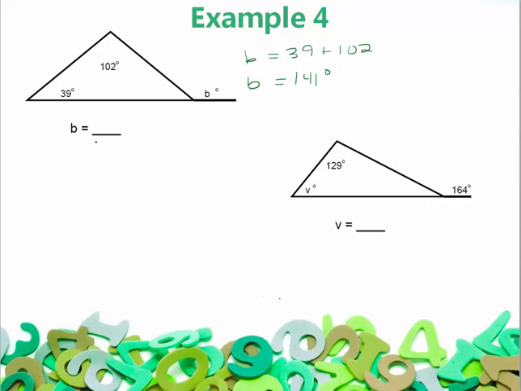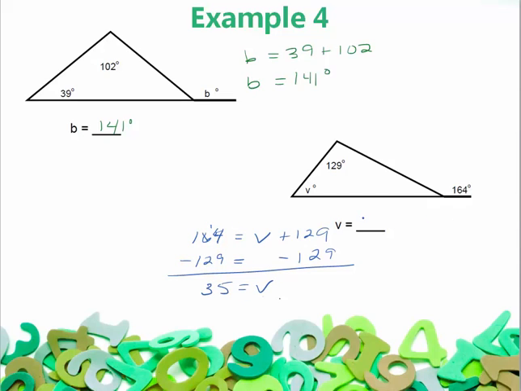And in this problem, we're going to have 164 is going to equal V plus 129. Well, you know how to get the variable alone. Keep your equal sign directly underneath. Borrow as you need to. So V ends up being 35 degrees.